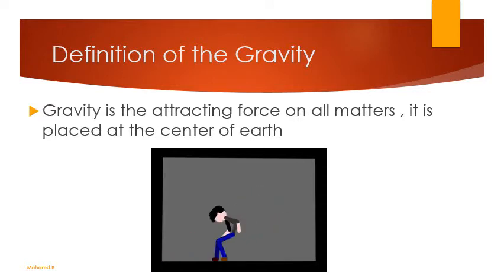The question here: why does the ball fall down on Earth but it does not fall down in the space? The answer is that at Earth there is a gravity, while in the space there is no gravity. So the role of the gravity is to attract anything towards it where it is placed. So the gravity on Earth attracts anything, so all objects will fall down towards it.